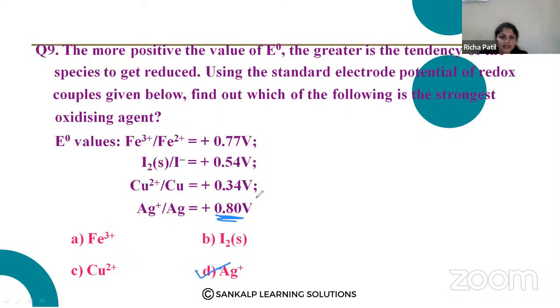Why? What is the reason? Because the more positive the value of E naught, the greater is the tendency of the species to get reduced. It is a strong oxidizing agent. So the correct answer is D.